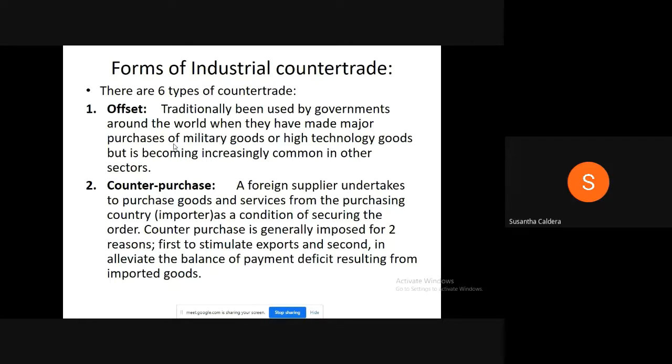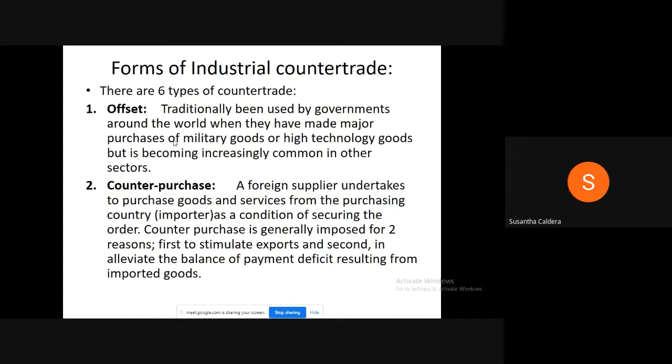But they keep it because they want to show their strength and they give it to everybody and make them fight with each other. That is offset. Counter purchase. Counter purchase is a foreign supplier undertakes to purchase goods and services from the purchasing country, the importer, as a condition of securing the order.